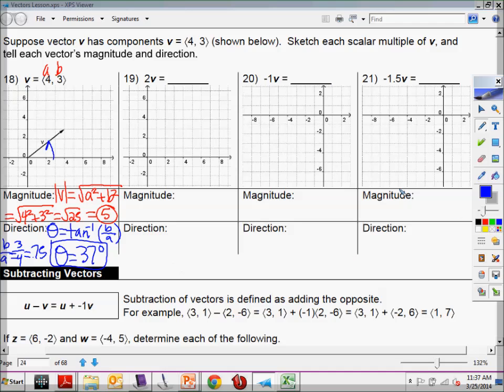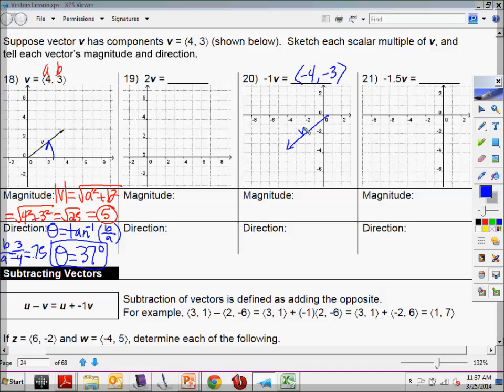All right, we're going to do 20, and I'm going to leave you to do 2 and 19 and 21. So on 20, what is my scale factor telling me I'm doing to my components? Multiplying it by 2. So it's going to become negative 4, negative 3. So I'm going to plot it, starting from the origin, negative 4, negative 3. There's my vector V.